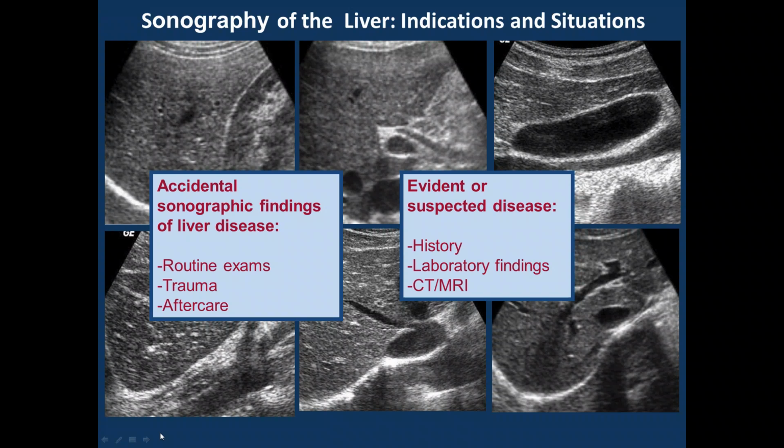As I told you, very often this is a routine examination in a general workup, and accidental sonographic findings of liver disease can be made beside routine. Often we find something during workup of trauma, where parenchymal bleeding of liver, spleen and kidneys has to be excluded, or free fluid in the abdomen, and after care, after tumor treatment. If there is evident or suspected disease, it comes from the history of the patient, laboratory findings, or maybe just by findings of CT or MRI.